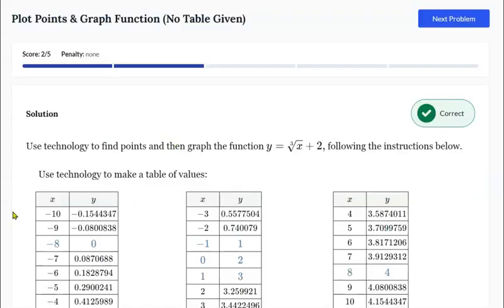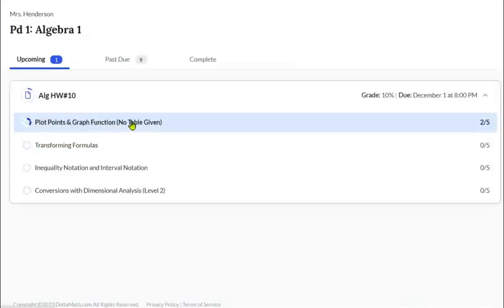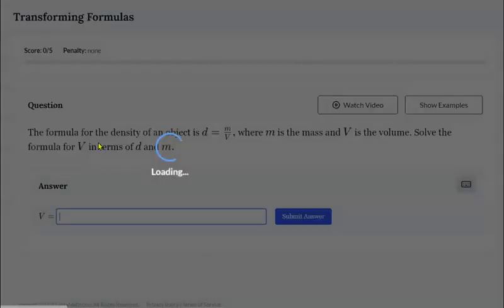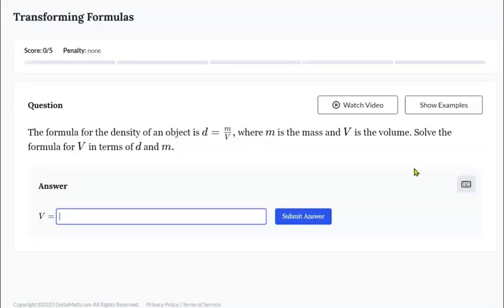All right. So that's how you're going to use your TI-84 to help you graph some functions without being given a table. And now we're going to go on to section 2, transforming formulas. So I've been working on this for some time. Hopefully you're feeling confident with these. Isolating for a given variable.